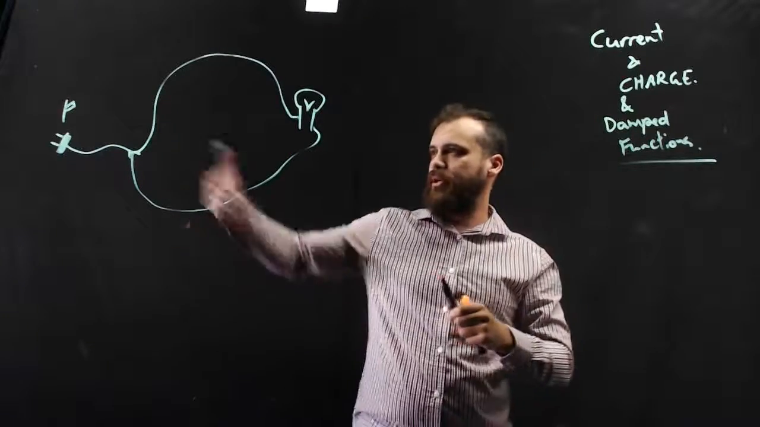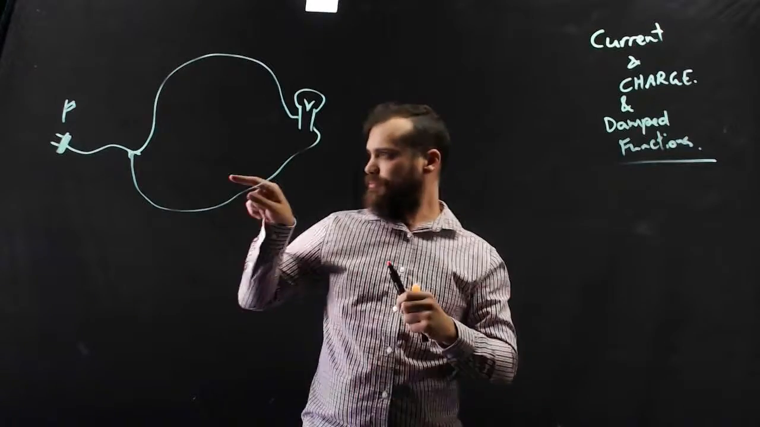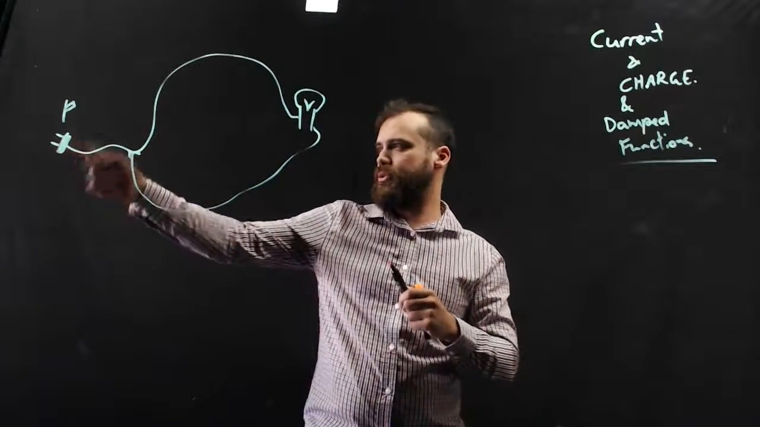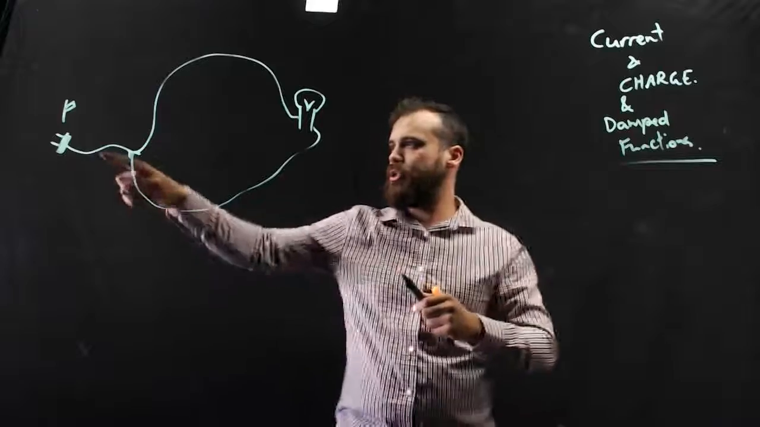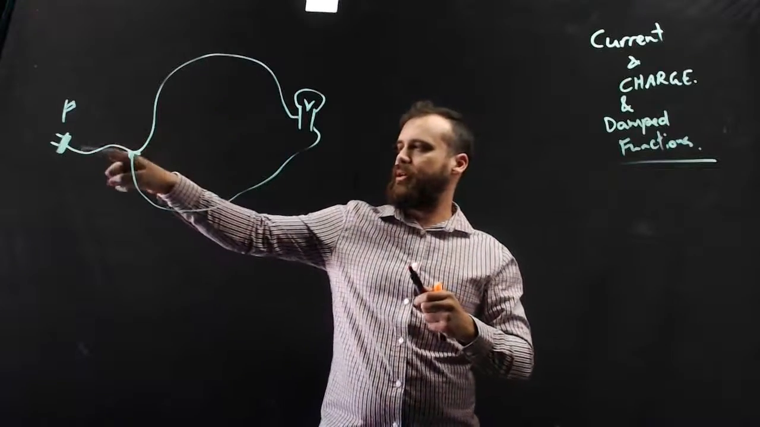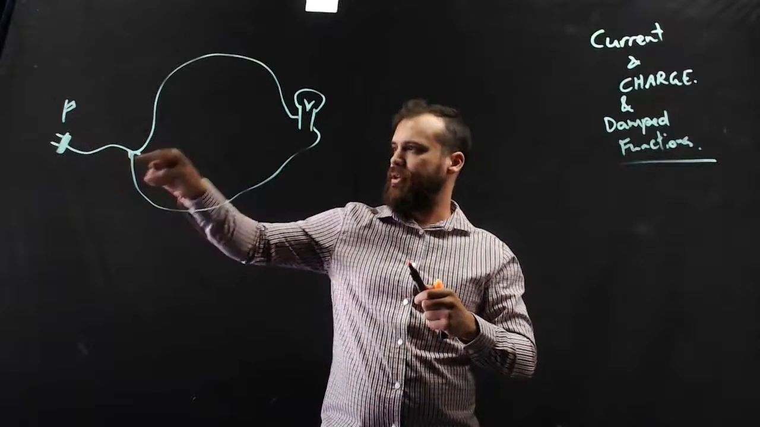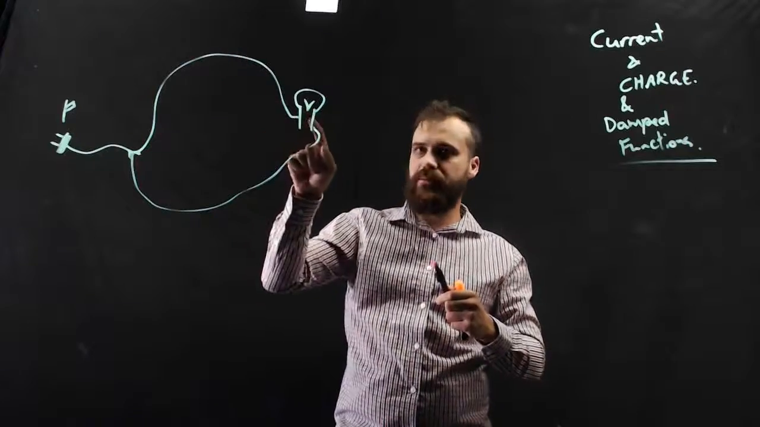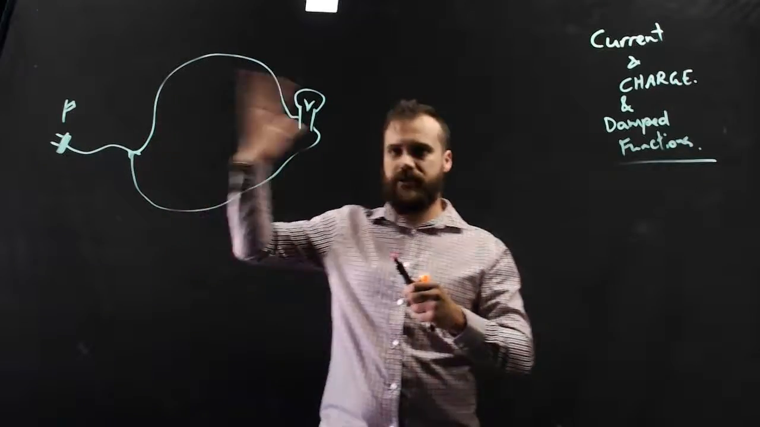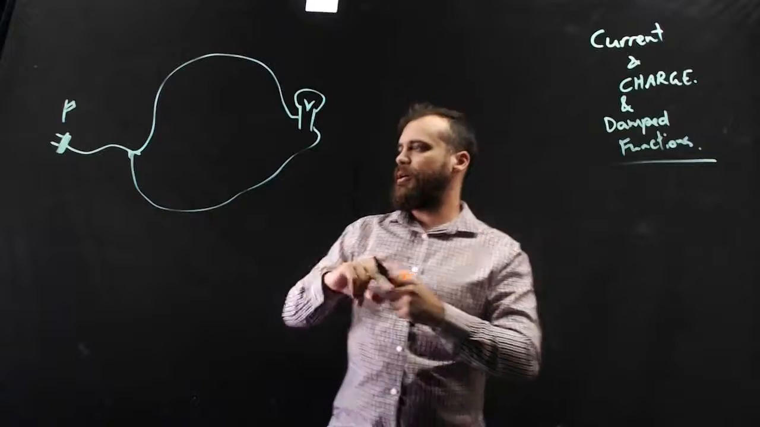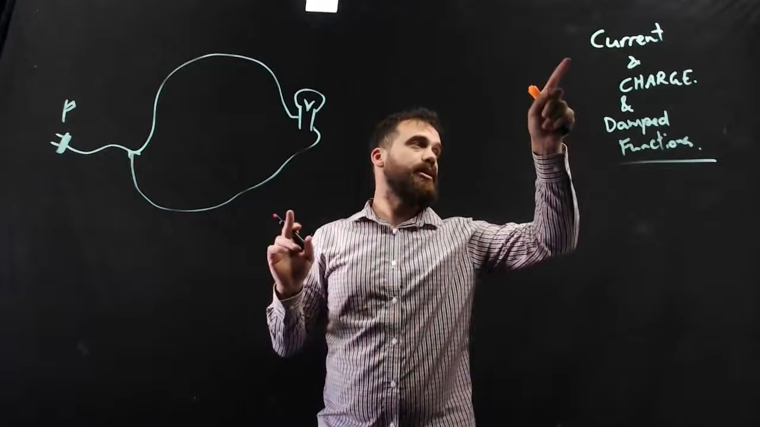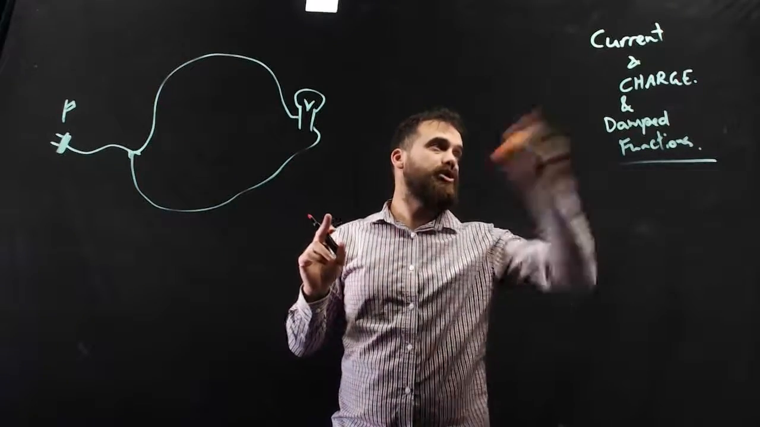Alright, so here I've got my electrical circuit. I'm going to plug it into the wall. This is my power point. Here's my switch, and it's an electrical circuit. Goes through here, through the light bulb turns on, and it comes back around again. Alright, so we need to talk about current and we need to talk about charge.